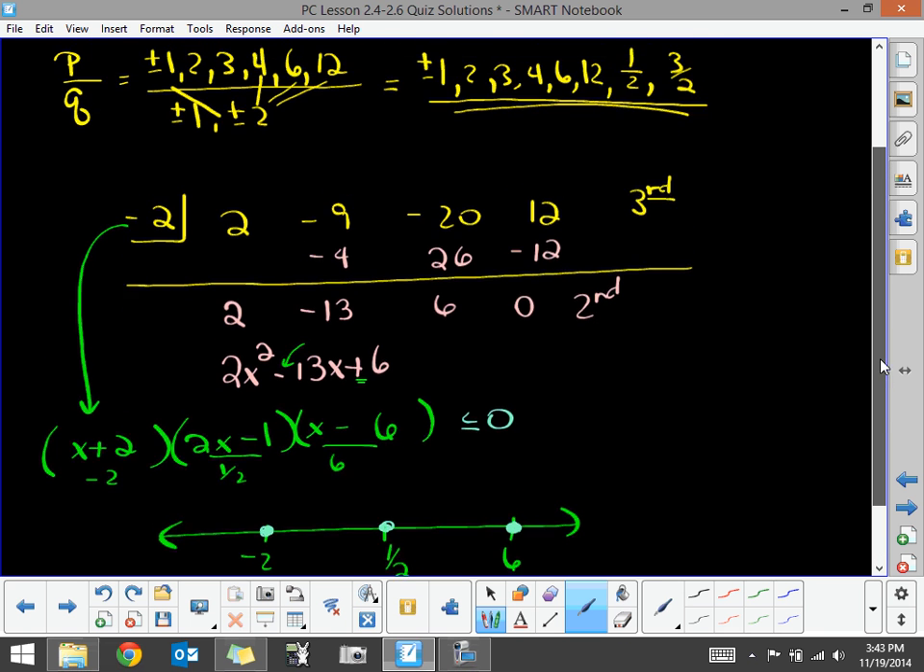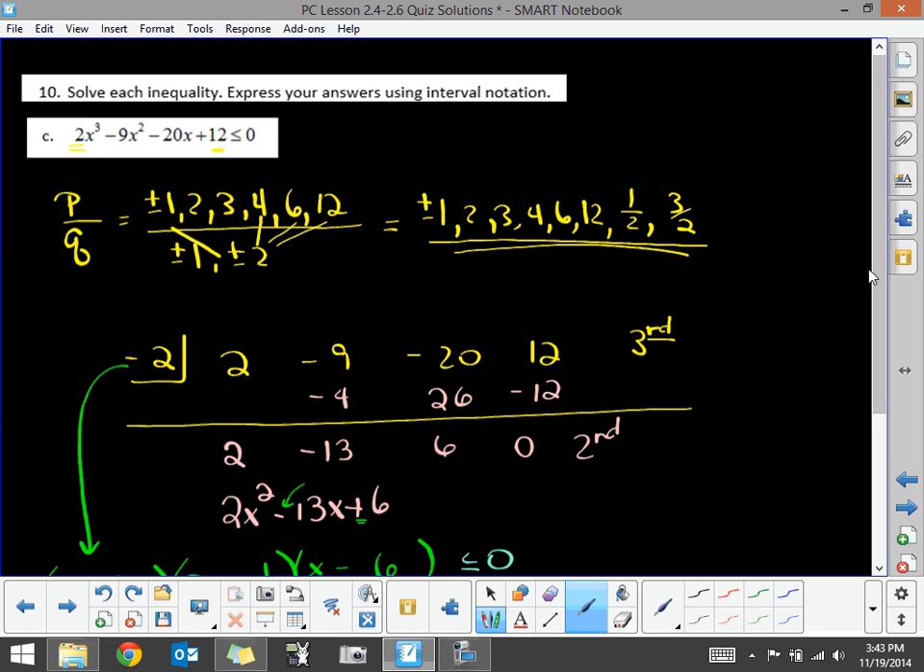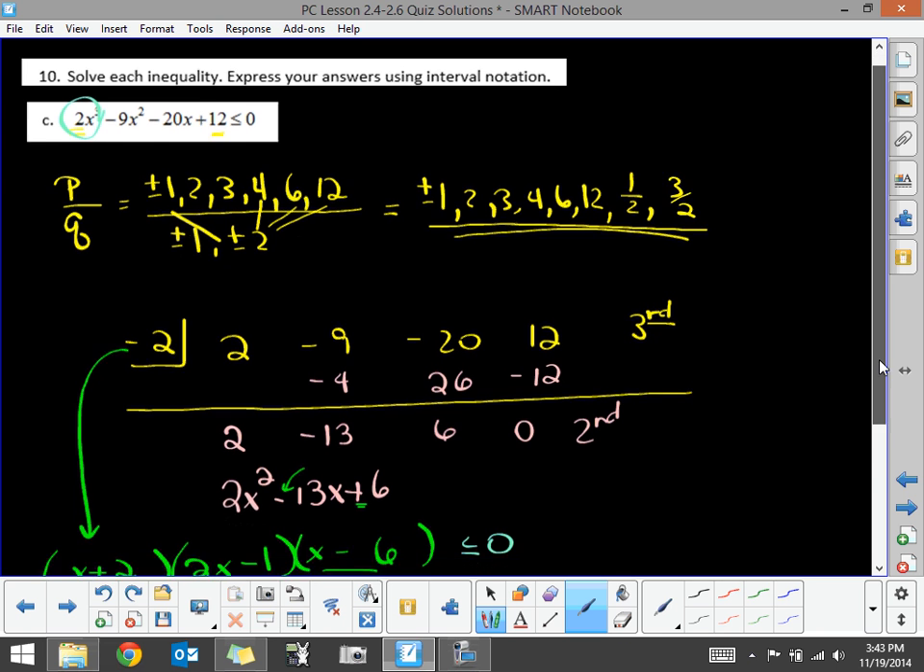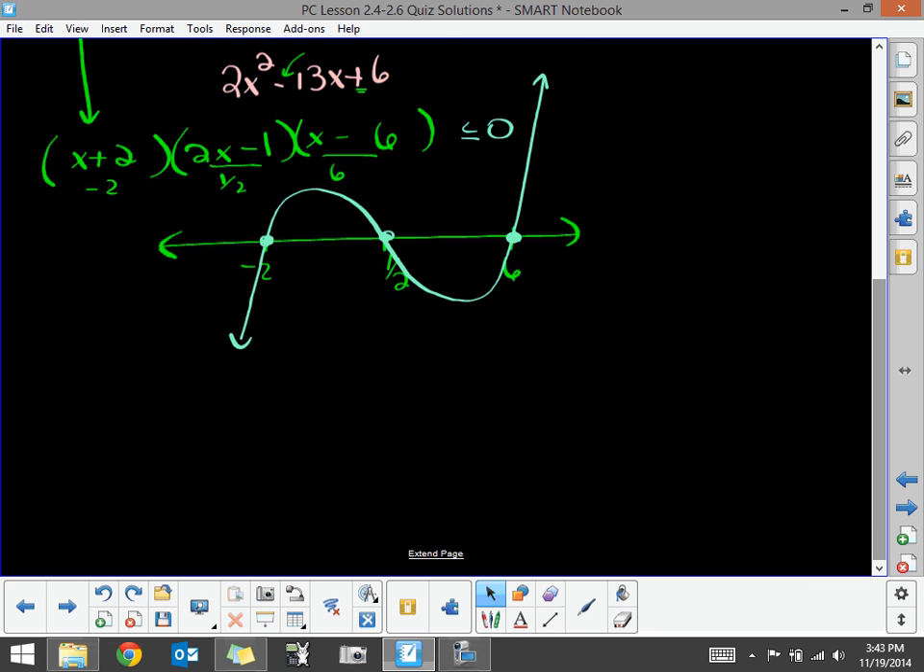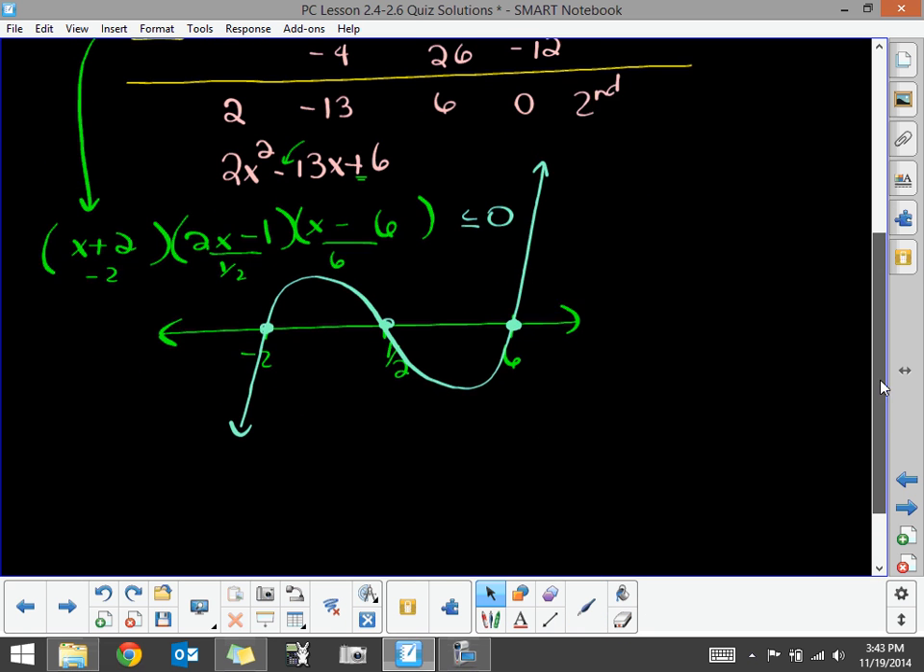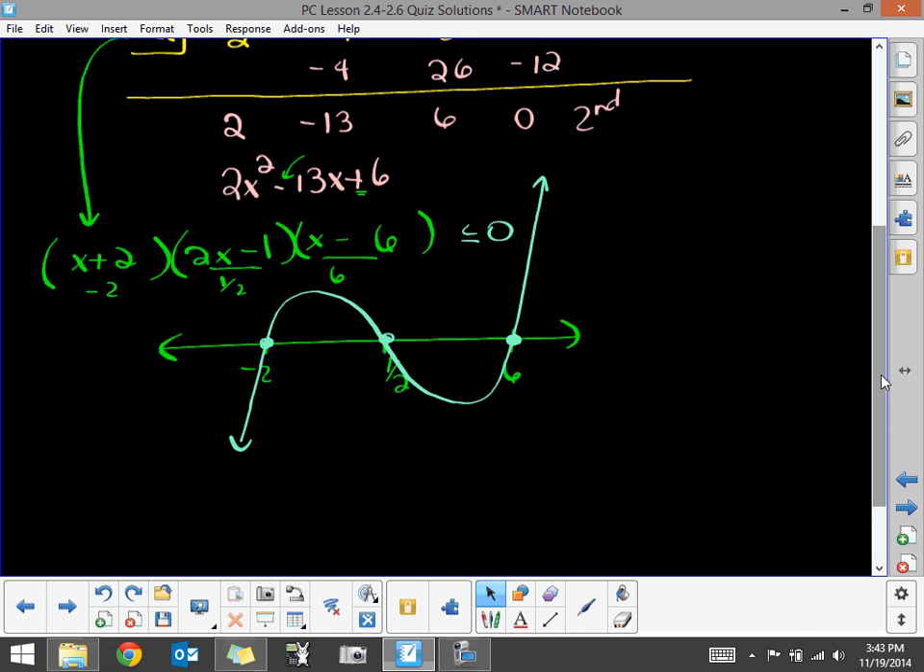And with the third degree, what I want to make sure that I end up doing is I could graph it, because I know enough about this graph. It's got a leading coefficient that is positive, and it has 3 zeros, so that means it has to start low, cross through negative 2, cross through a half, and finish high as it crosses through 6. I could use that graph to help me decide where it is less than 0, or I could use the interval line test. So I'll come back to the interval line test. Right now I'm just using my graphing strategies that we've learned to help us find a solution.